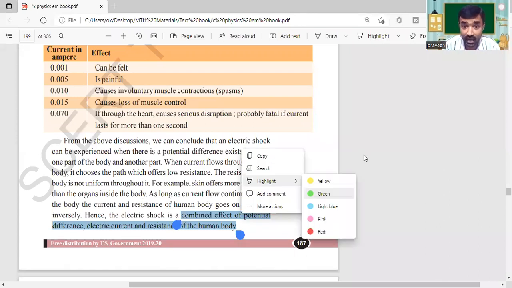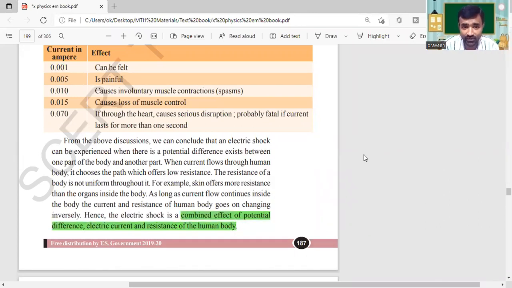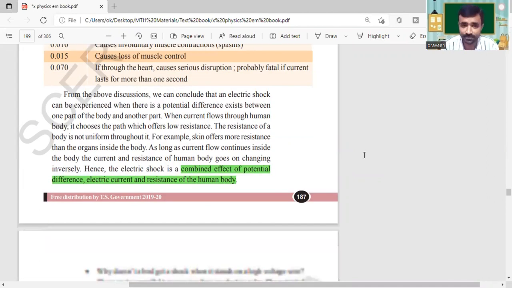Electric shock is the combined effect of a potential difference, electric current and also resistance. If the resistance does not vary, what happens? The amount of current will not change, right? So that also affects the combined effect of three factors. V equal to IR, simply. V, I, R: the three are affecting the electric shock, right?